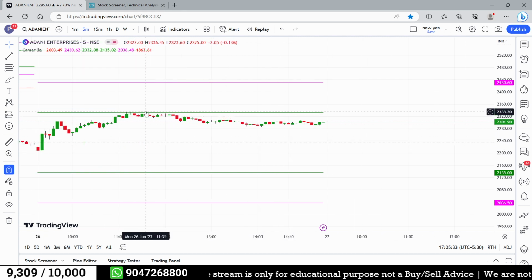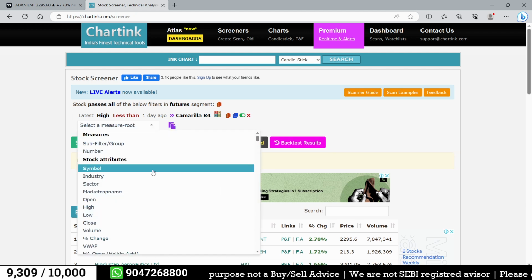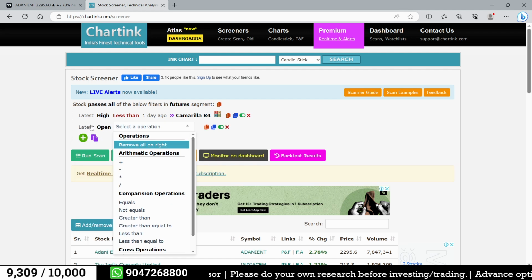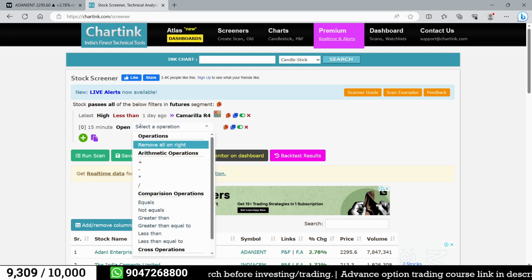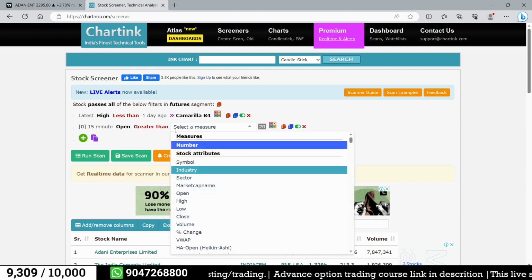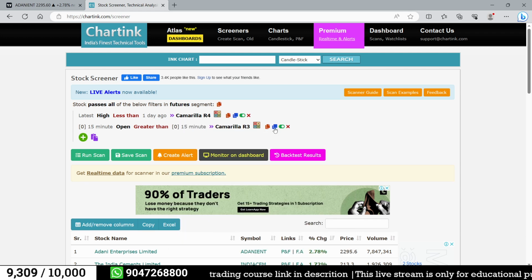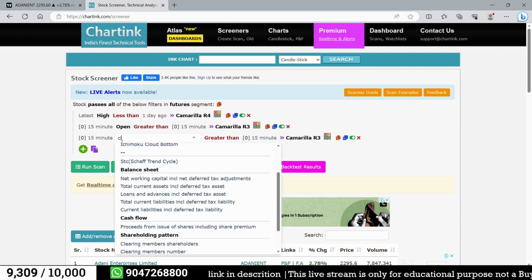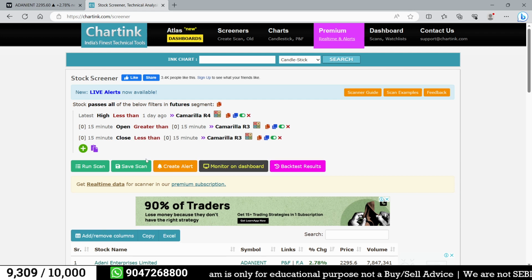And here is the reversal. Can we get it? I was trying to find a reversal entry. Simply, we are going to take, based on the 15 minutes time frame, the 15 minutes open price. If you find any stock with a reversal, the 15 minutes open is greater than Camarilla R3, and at the same time the close must be less than it. So this is one of the scanners for a reversal entry, based on the 15 minutes Camarilla.